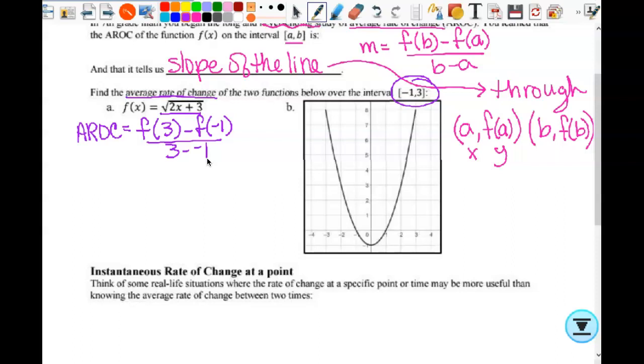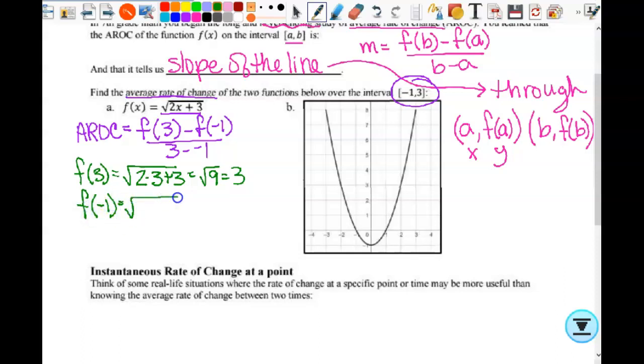All right, so now that I've done that, I need to actually find f of 3. And how do I do that? Substitute it in there, good. So it's the square root of 2 times 3 plus 3. That gives me the square root of 9, which is 3. Then I'm going to find f of negative 1. It's the square root of 2 times negative 1 plus 3. It's the square root of 1, which is 1.